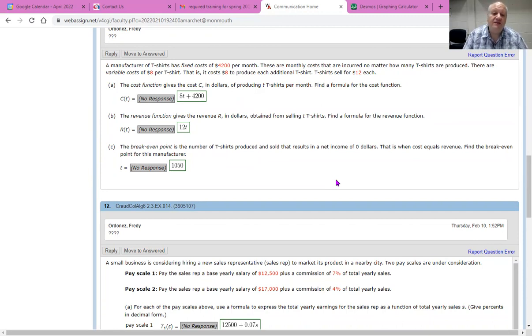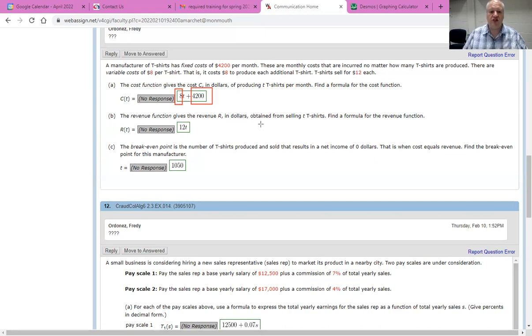There are variable costs of $8 per t-shirt. That is, it costs $8 to produce each additional t-shirt. And by the way, the t-shirts will sell for $12 each. So if you want the cost function, it's going to give the cost in dollars of producing T t-shirts. The cost is going to start with the piece that is a constant, regular, fixed cost right here, 4,200. And then you're going to think about how much it costs to make one shirt, $8, multiplied by the number of shirts you're going to make, T.